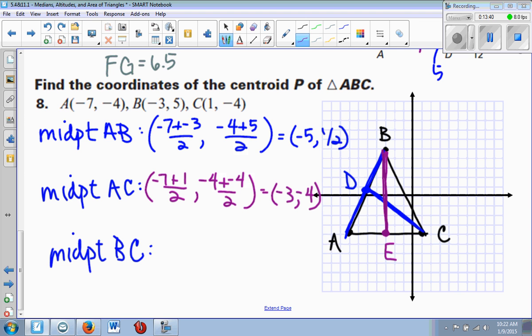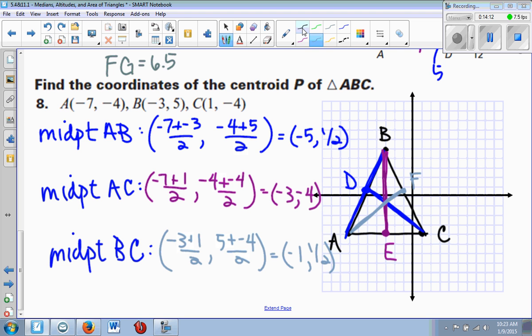The last one then, the midpoint of side BC. BC, I have x's of -3 and 1, divide by 2. Y's of 5 and -4, divide by 2. And I get a new coordinate point of -1, 1/2. So -1 up 1/2. I get a midpoint, and then I'm going to connect the dots. We'll call that point F.